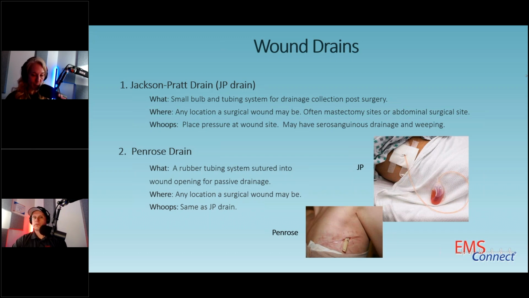And even style points for noting how much was in it when you started your transport. Let's say you have a long, hour-long ground transport, and you can even show on the bulb, because it's got these little striation lines on it: it was this much when we left, and now it's this much, and it wasn't this red when we started, and now it's very bloody. Things along those lines just give the receiving doctor an idea that it's now draining quite a bit more and it's more bloody.